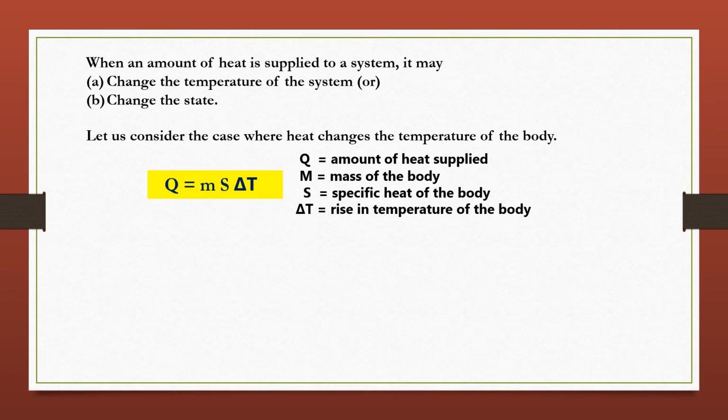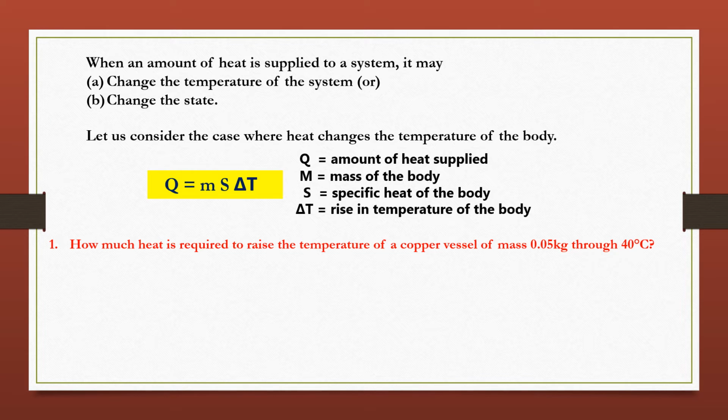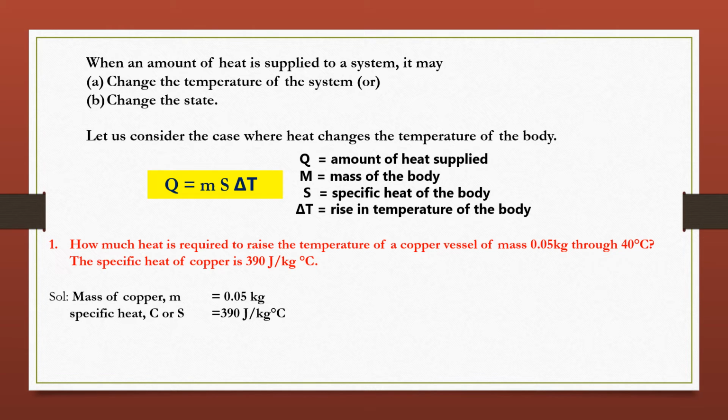So let us make it easier with a simple example. How much heat is required to raise the temperature of a copper vessel of mass 0.05 kg through 40 degrees Celsius? Given specific heat of copper is 390 joule per kg per degree Celsius. Mass of the copper m = 0.05 kg. Specific heat can be denoted with C or S, and it is given as 390 joule per kg per degree Celsius. Rise in temperature ΔT = 40 degrees Celsius.